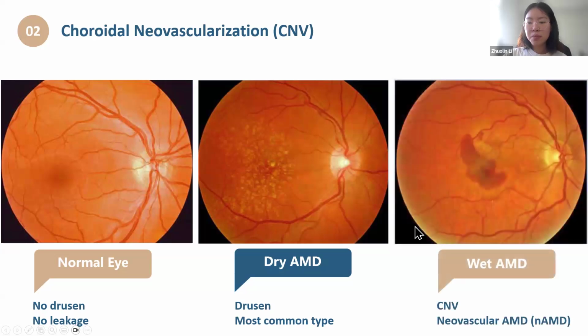And it can progress to wet AMD, also called neovascular AMD. This form is characterized by the abnormal growth of blood vessels known as choroidal neovascularization. These vessels you can see here are prone to leaking, and it may cause scarring and more severe vision loss, and also hemorrhage in the fundus as well. And our systematic review will only focus on this type of AMD, neovascular AMD.